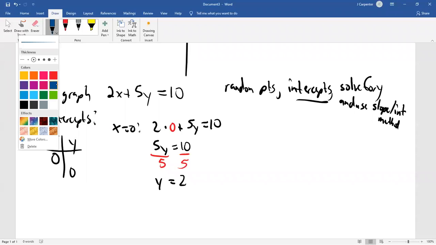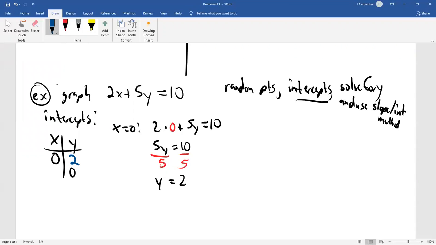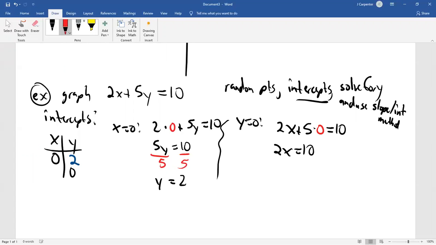I'm going to put that number in blue. So we started with the 0 and we found the 2. The cool thing about lines, and this is not true of all equations, is that if you plugged in y = 2, you'd get x = 0. All right, now let's try plugging in y = 0. So that's 2x + 5 times 0 = 10. 5 times 0 is 0, so that goes away. We get 2x = 10. Divide both sides by 2 to get x = 5.